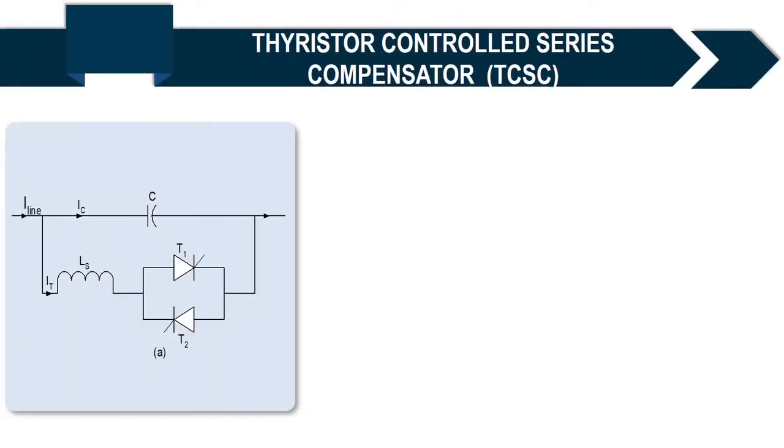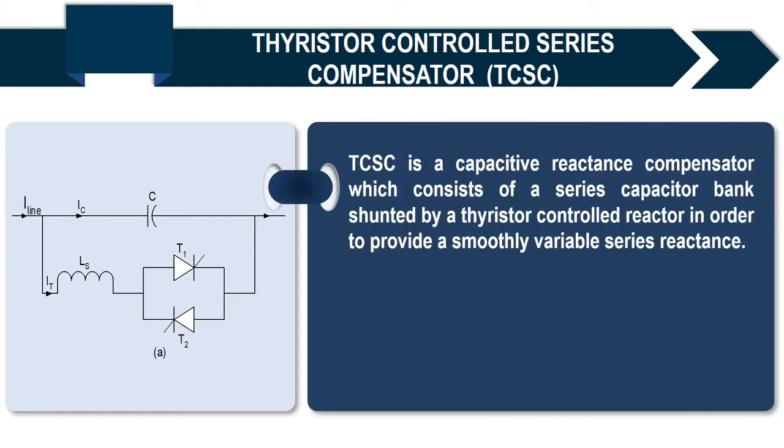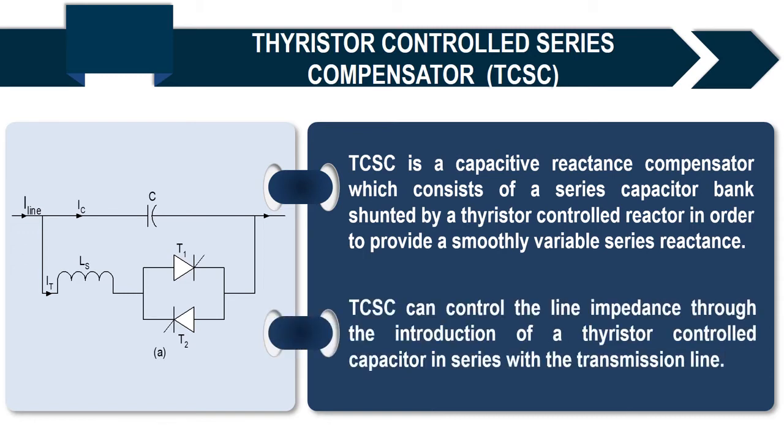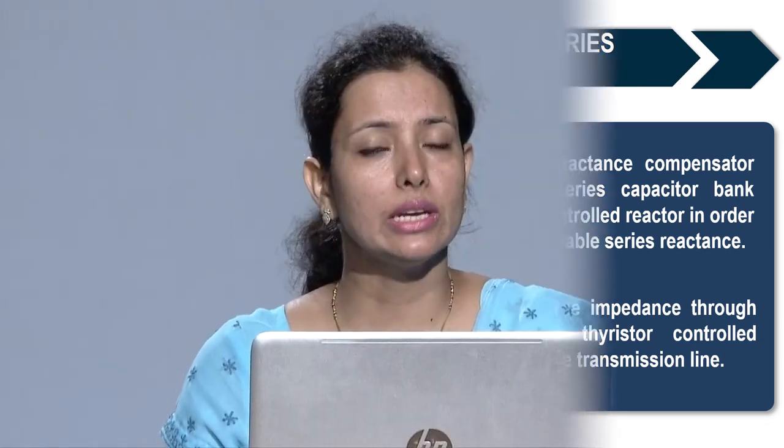long transmission lines. Thyristor controlled series compensator, that is TCSC, is a capacitive reactive compensation which consists of a series capacitor bank shunted by a thyristor controlled reactor in order to provide a smoothly variable series reactance. As you can see from here, the TCSC can control the line impedance through the introduction of a thyristor controlled capacitor in series with the transmission line. So we can say that it is actually a variable inductor in parallel with a capacitor.